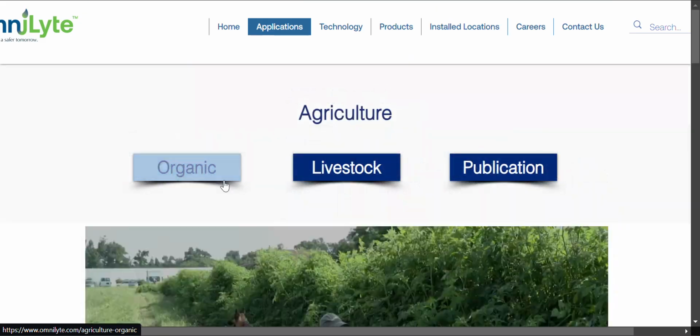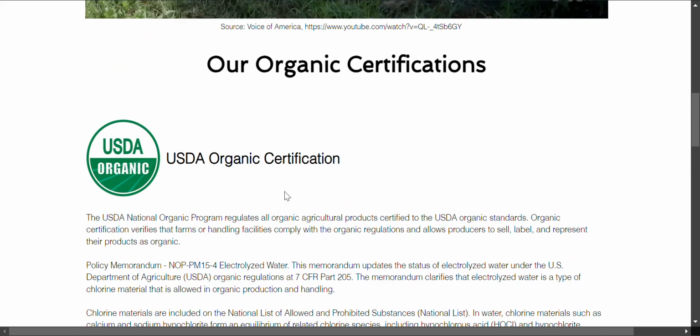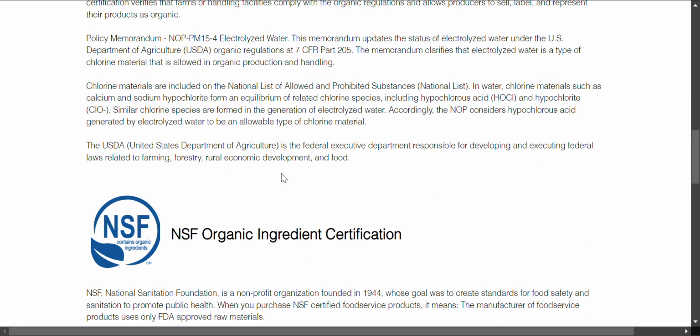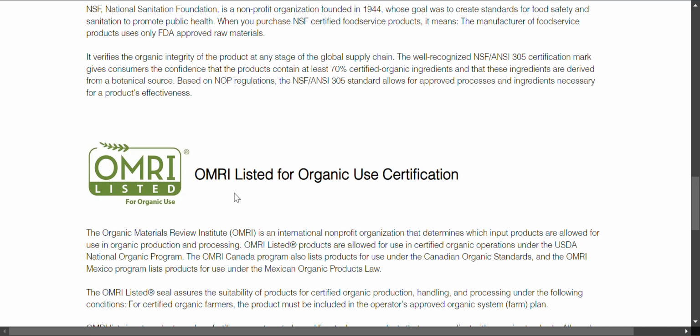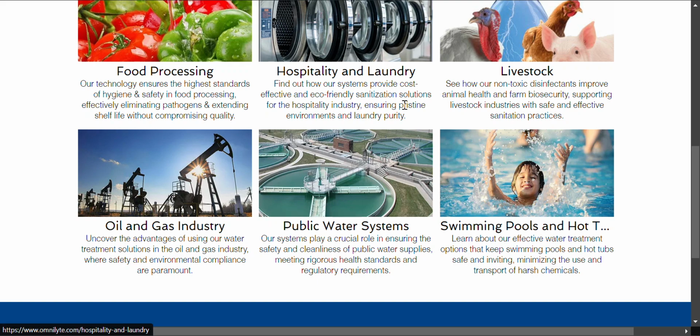Livestock, again, we've talked on agriculture in the past, but some of the certifications on the organic side, the product and the machines are USDA organic certified, NSF organic, OMRI listed for organic use and certification, and the Canadian Organic Trade Association also has given us the good green thumbs up on these machines.